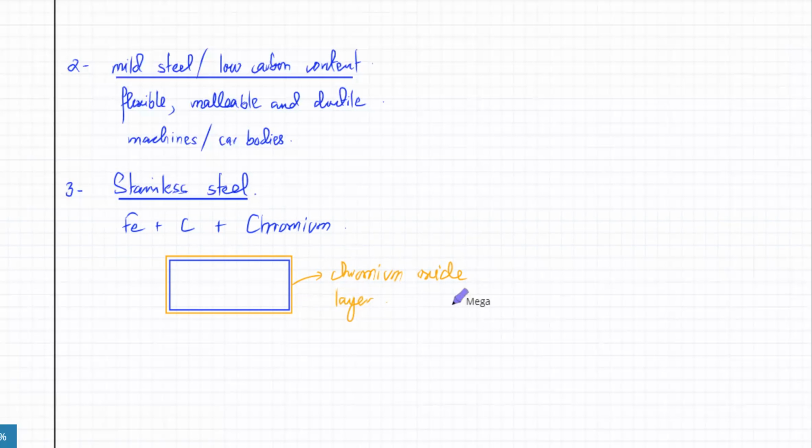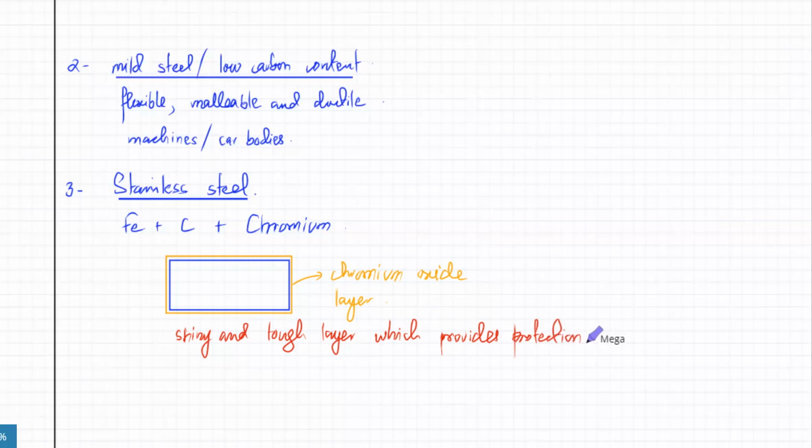ठीक है? Chromium जो होता है स्टील के अंदर ना वो react कर जाता है oxygen from the air and forms a chromium oxide layer, which is why it's a shiny and tough layer, which prevents rusting, which provides protection and kind of prevents rusting. तो stainless steel is most of the time rust free.